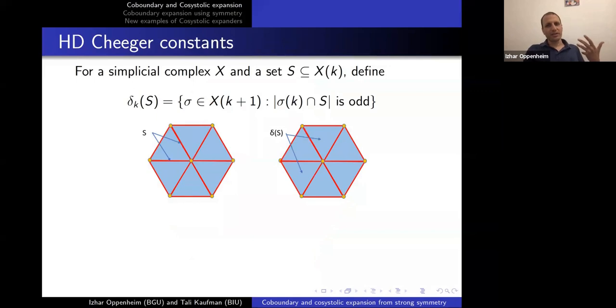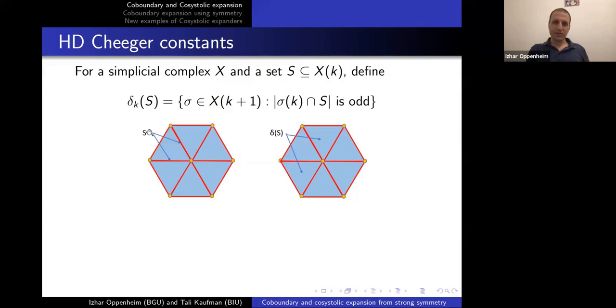Now I want to define what a cut set is for a set of k-simplices, and I define it in a very similar way. If I take S to be some set of k-simplices, the cut set of S, which I'll denote delta S, is all the (k+1)-simplices that meet our set S in an odd number of k-simplices.